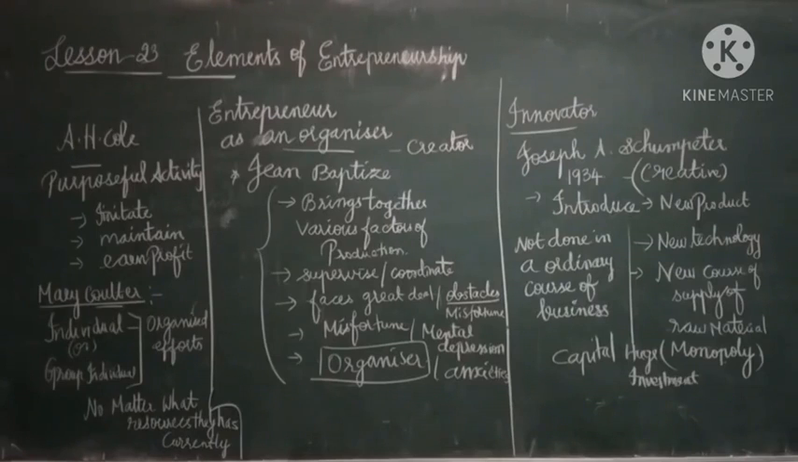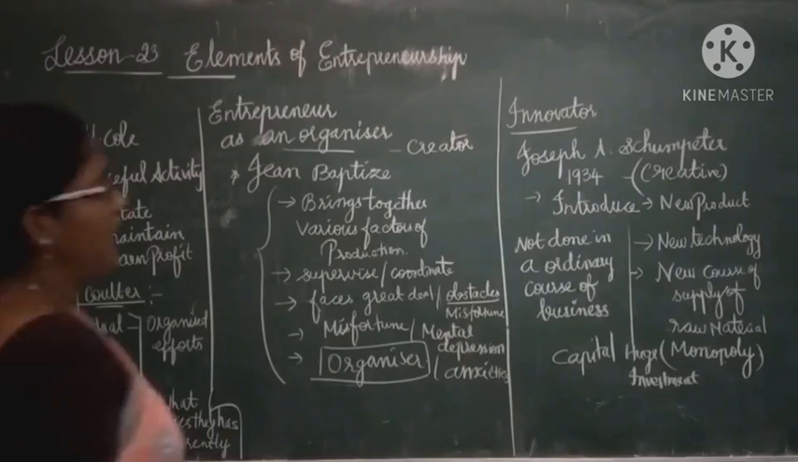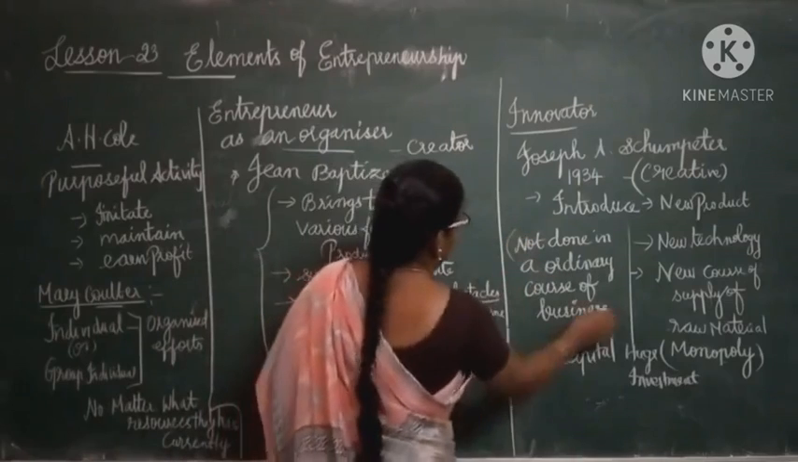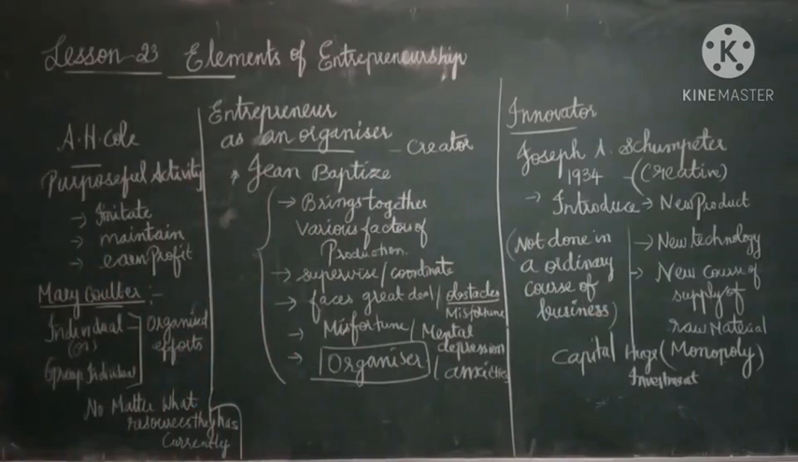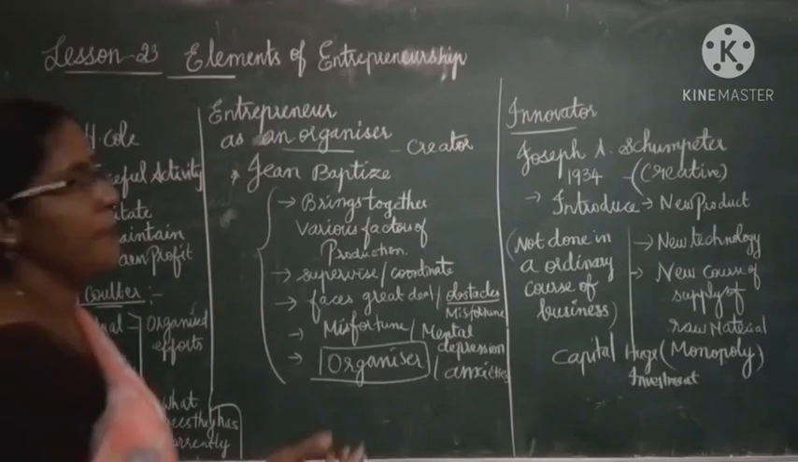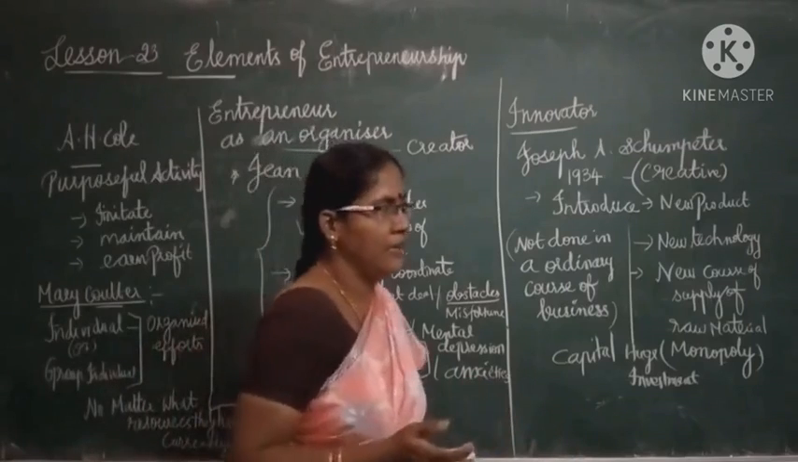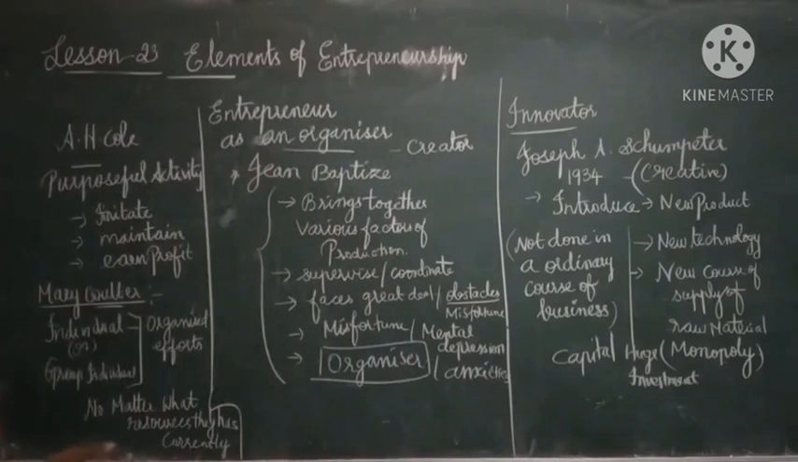Already I have told you, it is not an easy job. It is very tough to do business. It is not done in the ordinary course of business. Then an entrepreneur is one who innovates and carries out a new combination, or they must bring in new enterprises. Then let us move on to A.H. Cole. He has given another definition of entrepreneur. Let us see that.